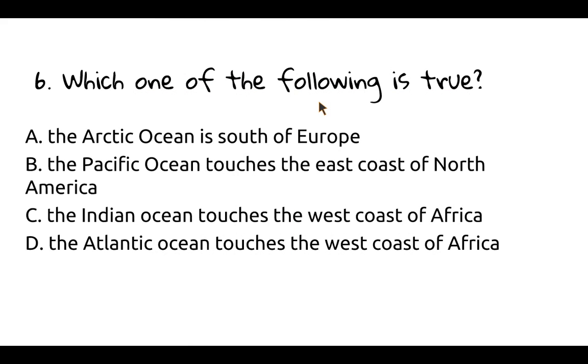Number 6, which one of the following is true? You have to test out each answer choice to see which one is actually real. A, the Arctic Ocean is south of Europe. B, the Pacific Ocean touches the east coast of North America. C, the Indian Ocean touches the west coast of Africa. Or D, the Atlantic Ocean touches the west coast of Africa. So please pause your video and test out each answer choice to see which one is right.